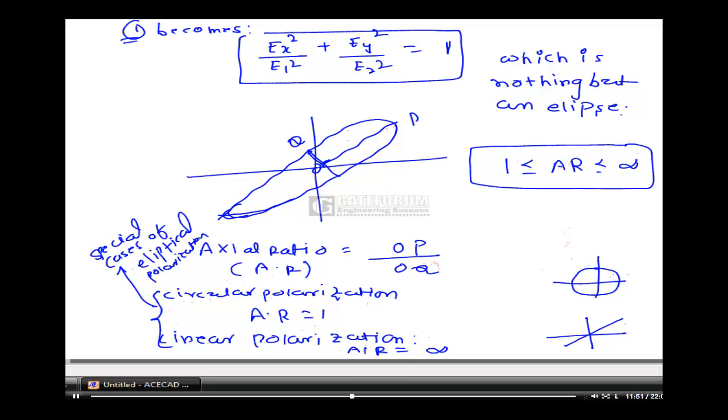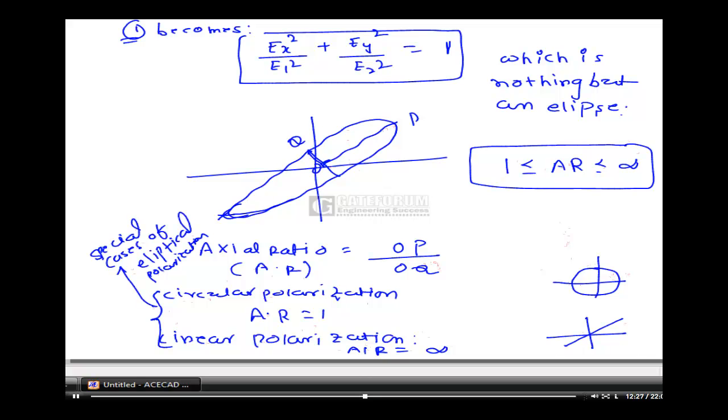So this is the condition. What is the condition? Condition is either the two magnitudes are not equal and theta must be 90 degrees, or E1 is equal to E2, the magnitudes are equal, but theta is not equal to 0 or theta is not equal to plus or minus 90 degrees. That is, except the linear condition and except the circular condition, all remaining cases are nothing but elliptical polarization. So the conclusion here is both circular polarization and linear polarization are special cases of elliptical polarization only, which is very, very important.